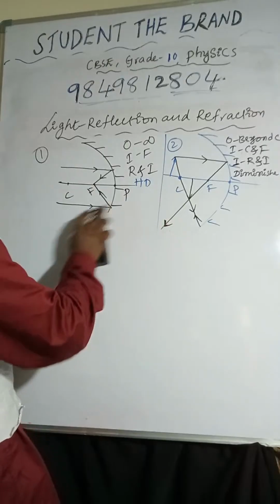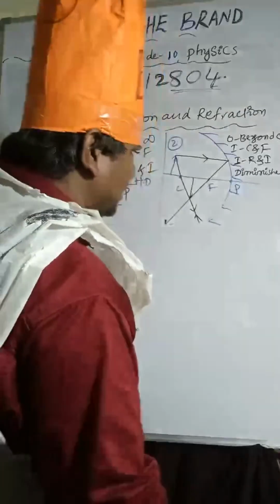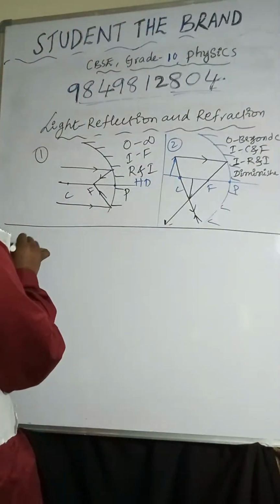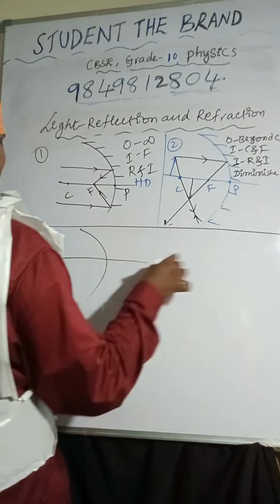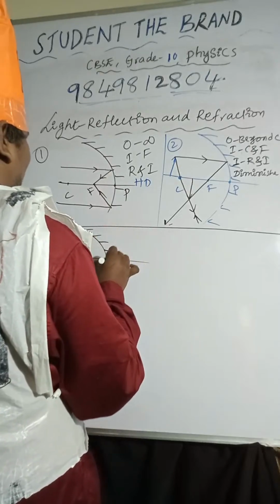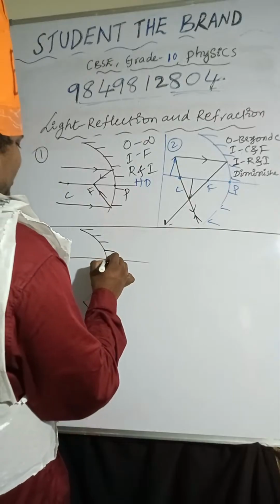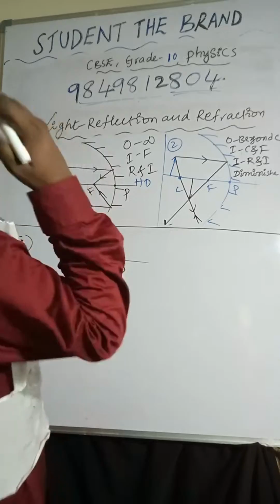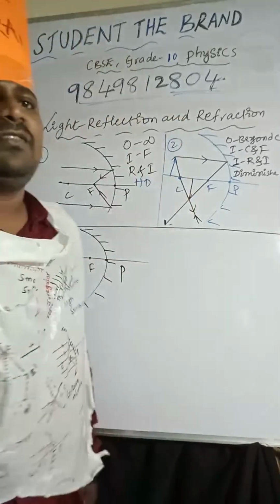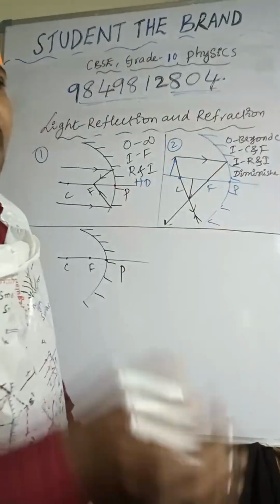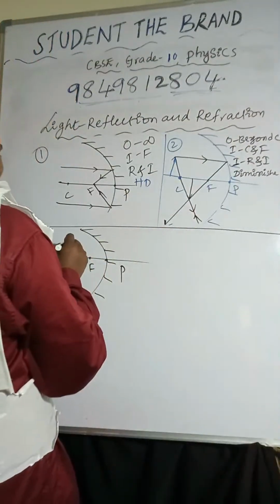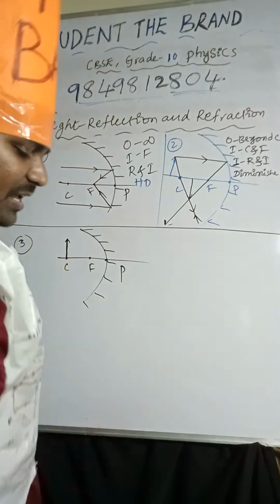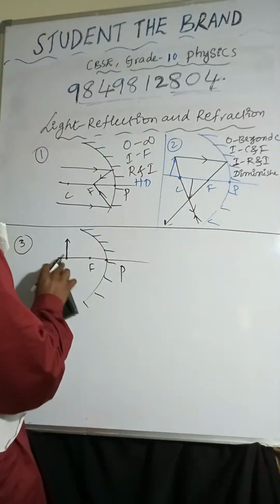Next one. The object is placed at center of curvature. Are you all ready? Witness the greatest image formation. Where is the image forming? The object is placed at center of curvature, and the image is forming at center of curvature itself.